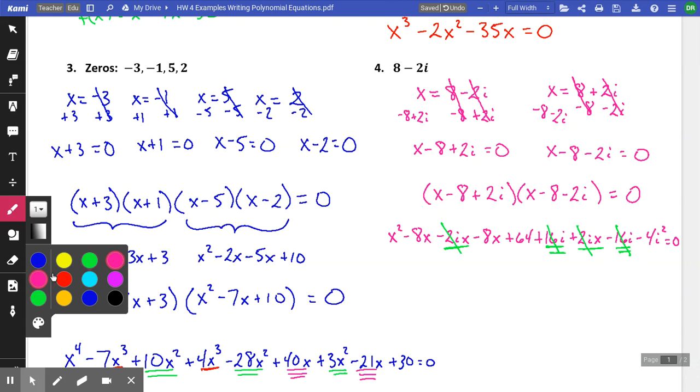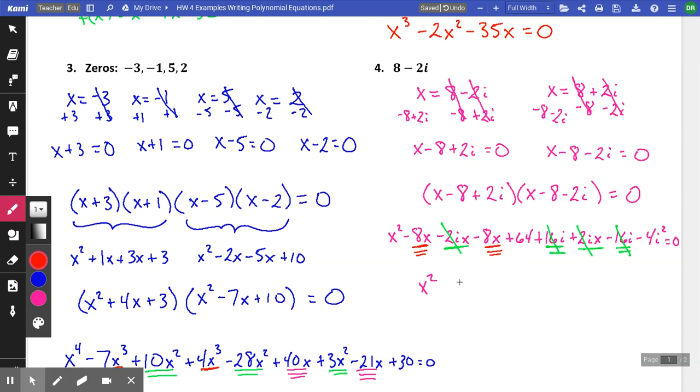For this scenario, we have an x squared in the beginning, which is what we'd expect if we had just 2 solutions. After that, let's see here, we have a minus 8x and a minus 8x. Go ahead and put 3 lines under these. And those are the only ones that have the letter x. And so we have minus 16x when we combine those. And then we have a positive 64 and a minus 4i squared.